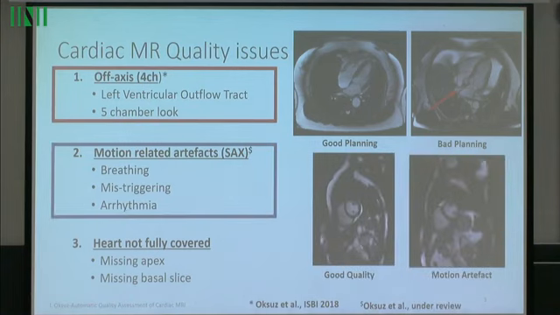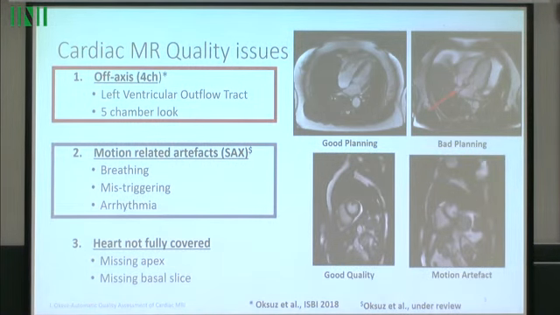Another issue is motion-related artifacts. This can be caused by breathing, mistriggering, or arrhythmia in the subject. Here you see a good quality dynamic cardiac MRI acquisition, and here you see the blurriness of the structure. One implication of such issues is the challenges in segmentation, where you don't have appropriate borders.